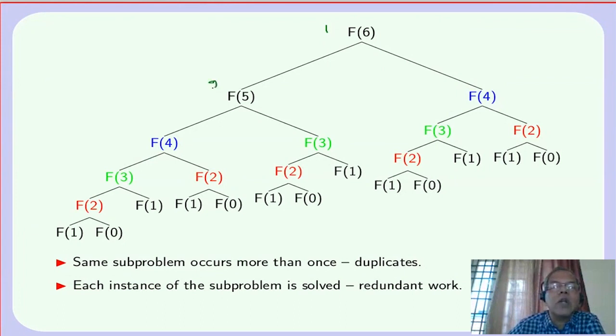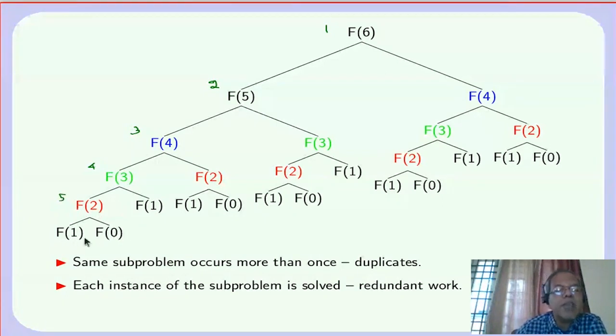This is the second call. F of 5 will issue two further calls, f of 4 and f of 3, because f of 5 is equal to f of 4 plus f of 3. So this is the third call. F of 4 will result in two further calls, f of 3 plus f of 2. So this is the fourth call. F of 3 will result in f of 2 plus f of 1. This is the fifth call. F of 2 is f of 1 plus f of 0.